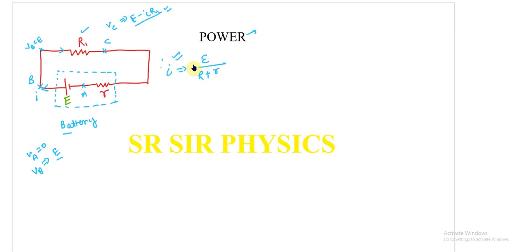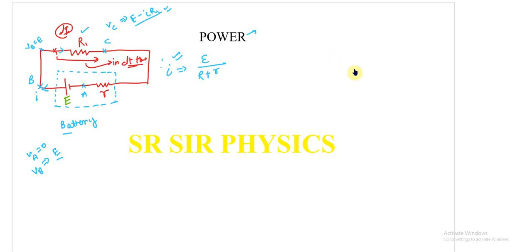Now let us say that a dq amount of charge goes from point B to point C in dt time. This charge dq earlier was at a potential VB, and now it is at a potential VC.